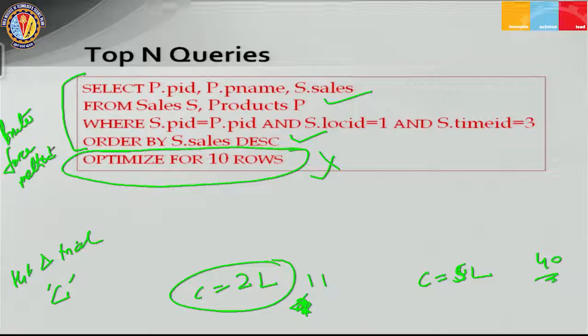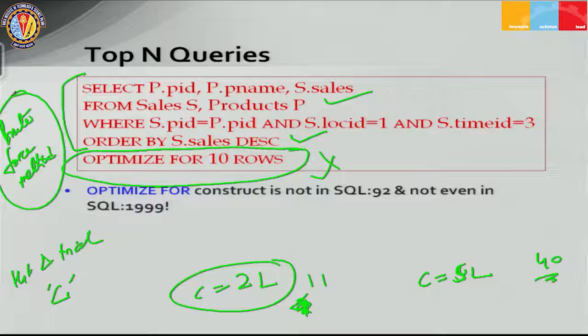we should try to avoid at all costs. So here I am ordering sales in descending order, right? And I am picking up the top 5 or top 10 results, right? But what this optimize for 10 rows does is that it avoids the brute force method, right? So it is much more efficient.